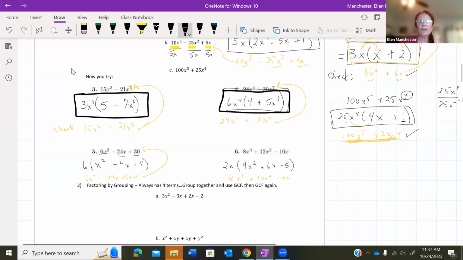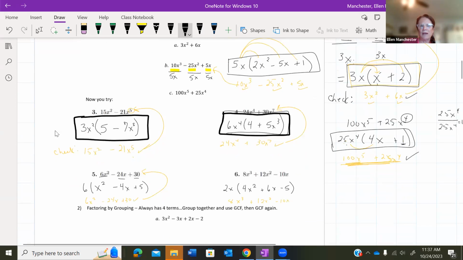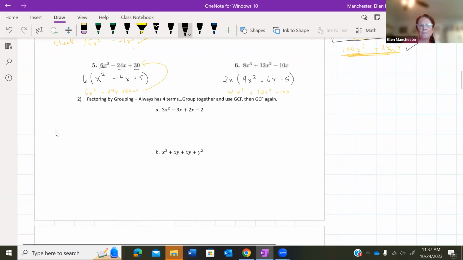So this is called greatest common factor. Now, greatest common factor can be used with all of the other techniques. So you always, always, always look first to see if they have anything in common. If there's something in common, you factor that out, and then you're going to use the technique to factor again. So sometimes you have to factor again, sometimes you don't. But the greatest common factor can be used with all of the other techniques, and I'll show you how that works.